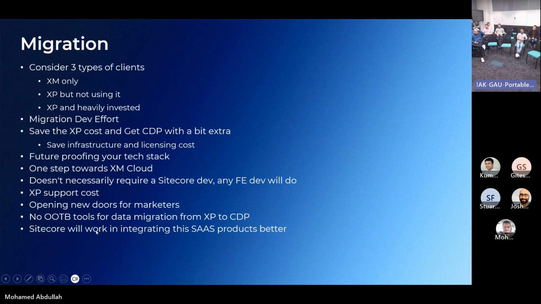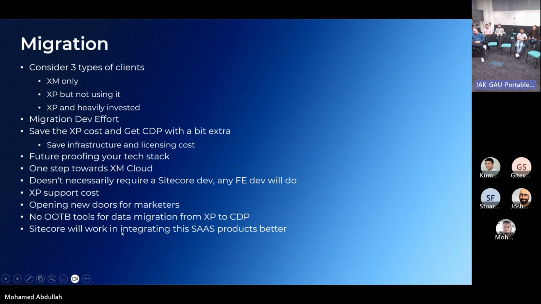No out-of-the-box support for data migration. So if you have precious data in the XDB and you don't want to let go, it will be a little bit of a hard job to move this data to the CDP. They opened the patch API like we saw, so somehow we need to figure out and build a way ourselves to migrate this data.